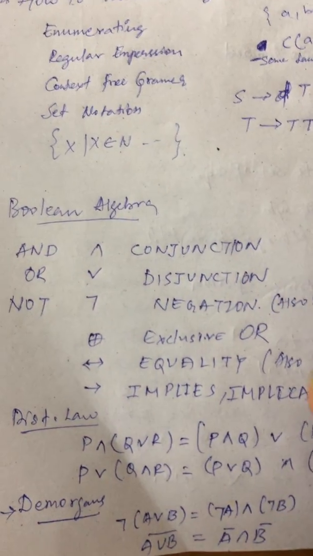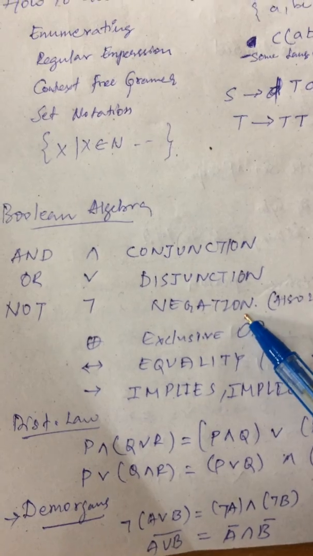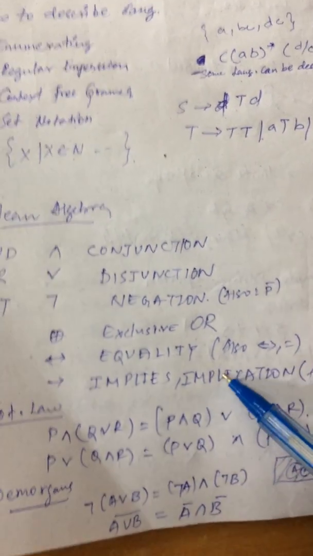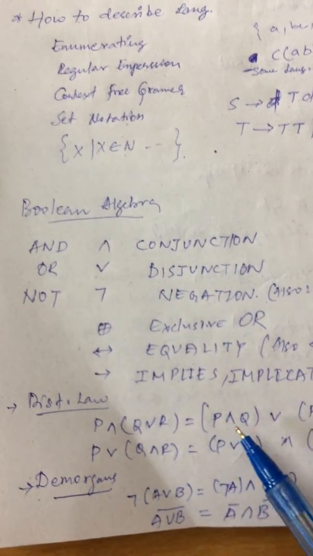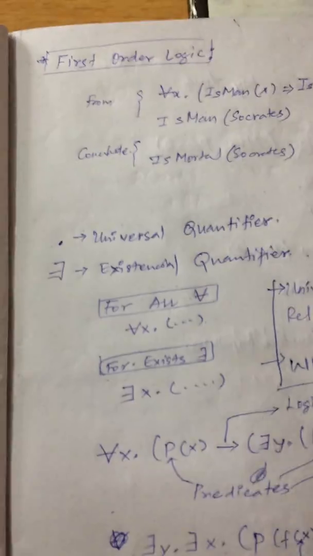Next we have the Boolean algebras: and, or, not, conjunction, disjunction, negation, exclusive or, equality, implies, implication, and the distributive laws and the De Morgan's laws, and so on and so forth.